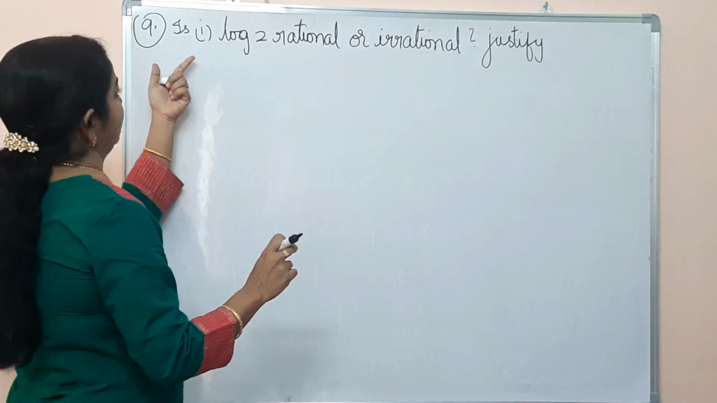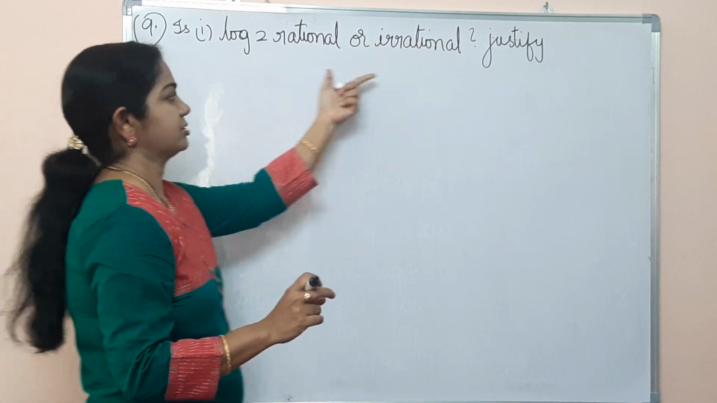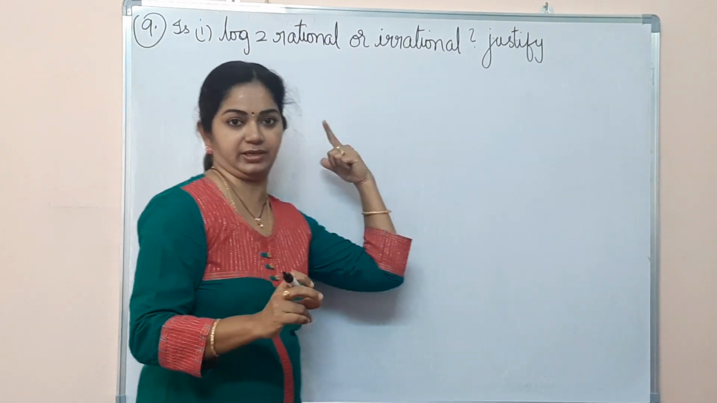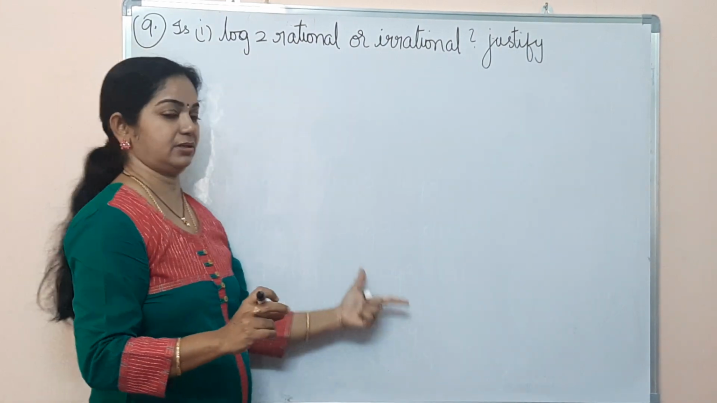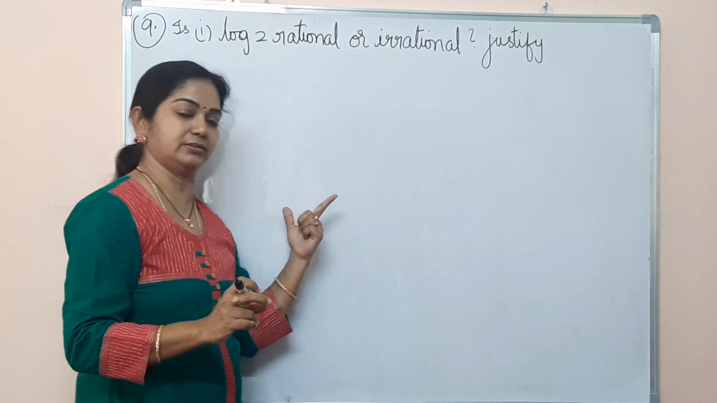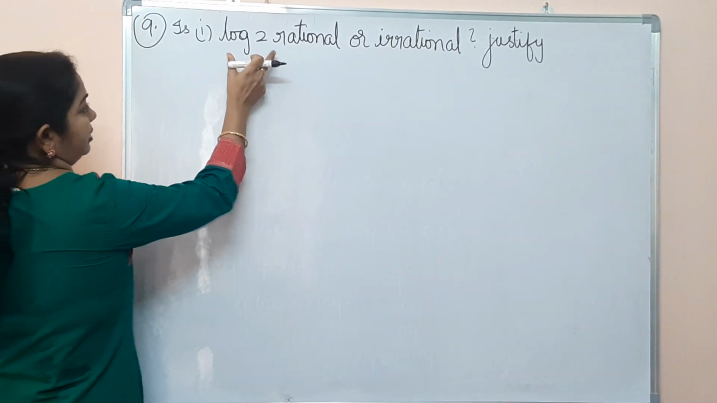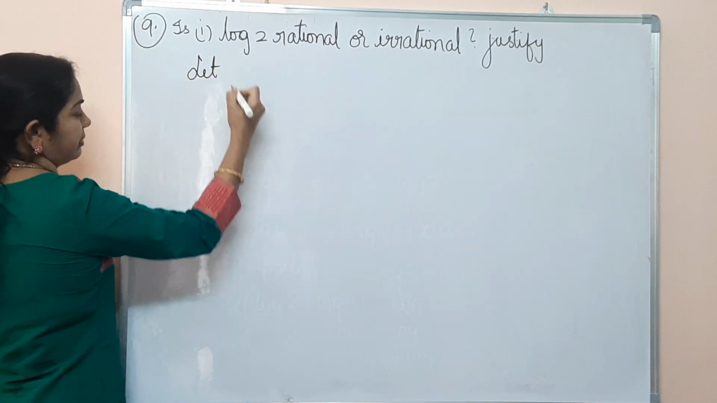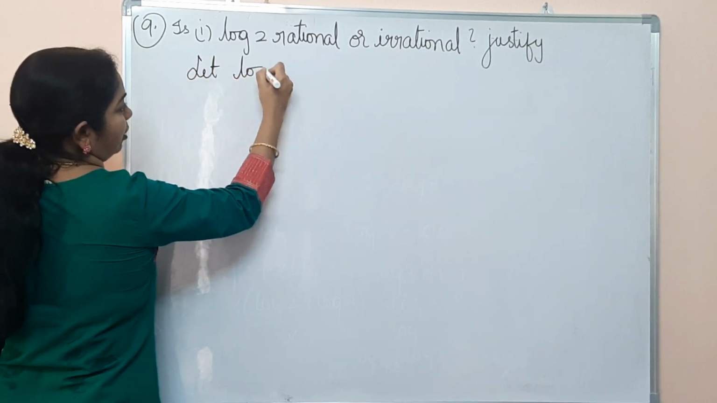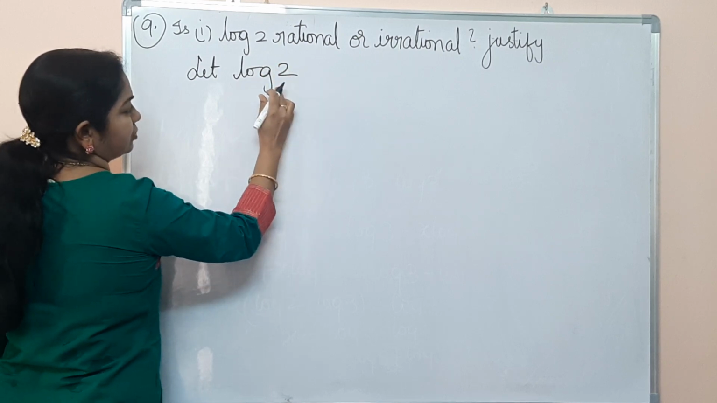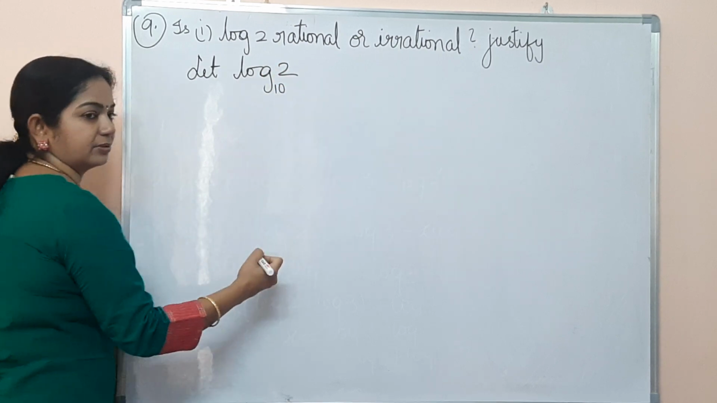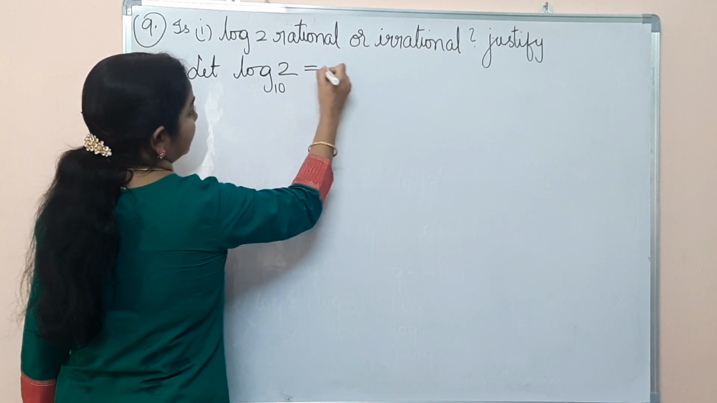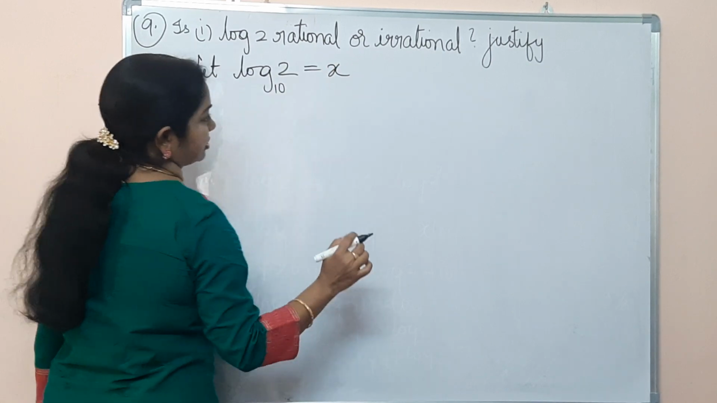Now, is log 2 rational or irrational? Justify. We'll prove this by the method of contradiction. Let me take log 2 as rational. If there is no base given, take it as base 10, the common logarithm. Let it be x. This is our assumption.